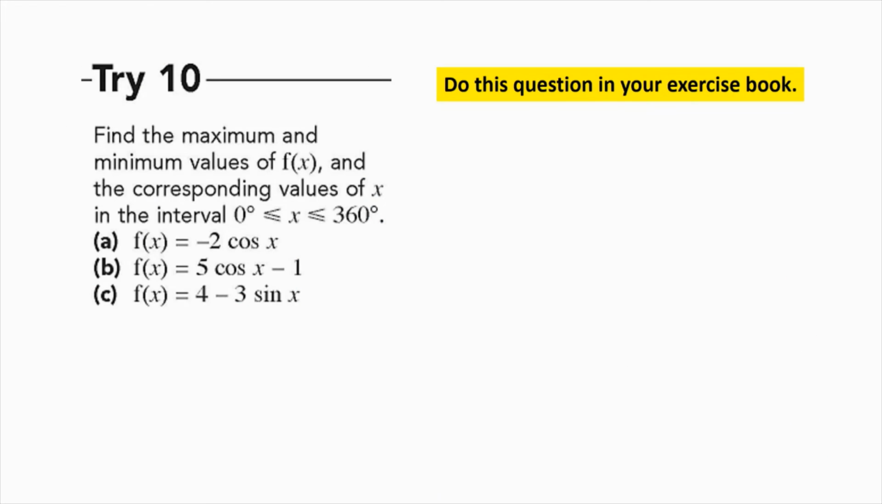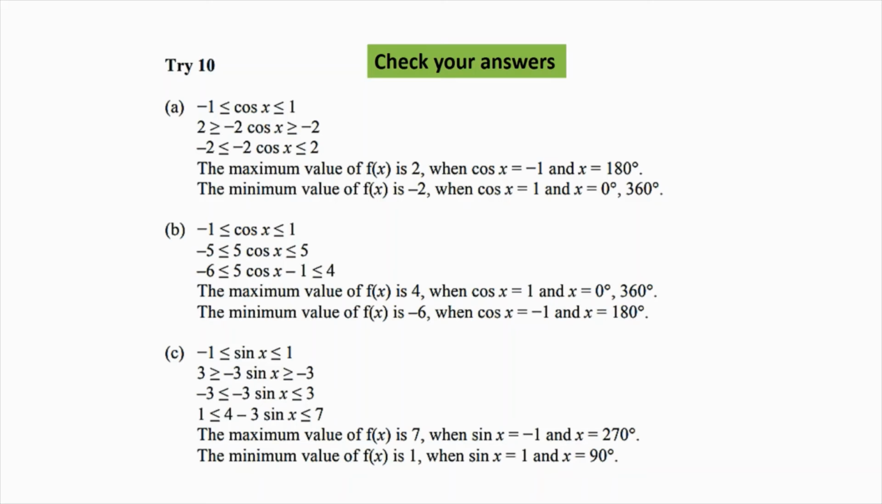Okay, try 10. Do this question in your exercise book. Pause the video and check back the answer when you are done. So the answer is 2, the minimum value is -2. For B, the maximum value is 4 and the minimum value of f(x) is -6. As for C, the maximum value of f(x) is 7, the minimum value is 1.